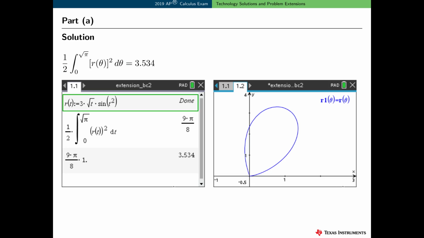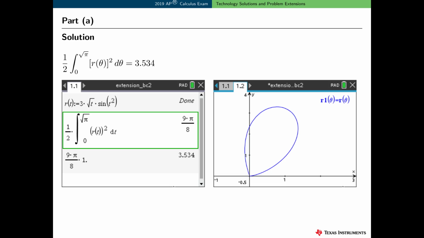Since this is a calculator active question, I'll use the TI-Nspire to find this answer. So first, I defined the function r. I started with 1/2 and then I used the definite integral template, filled in the bounds and the integrand, and found the area. Note that the TI-Nspire CAS version returns an exact symbolic answer, which is really cool. And this, of course, earned the answer point.